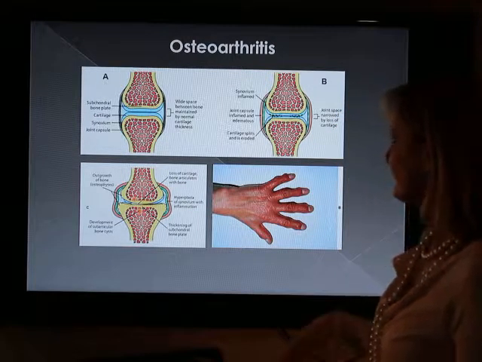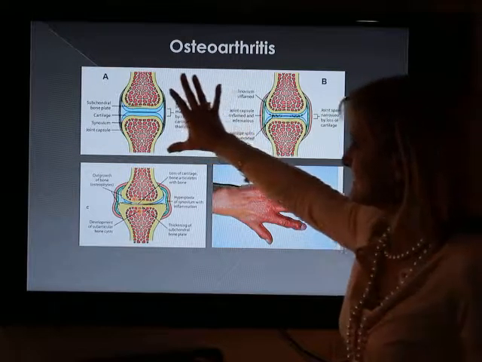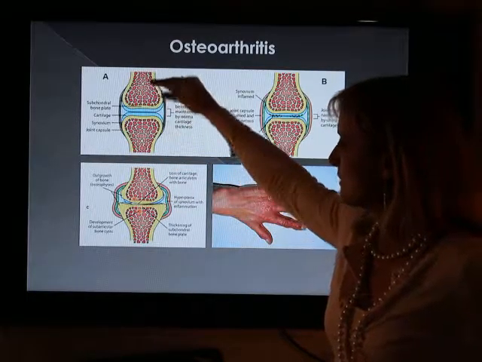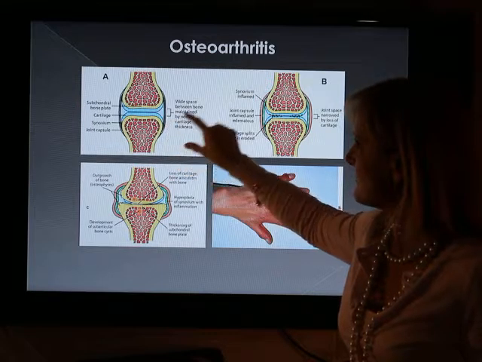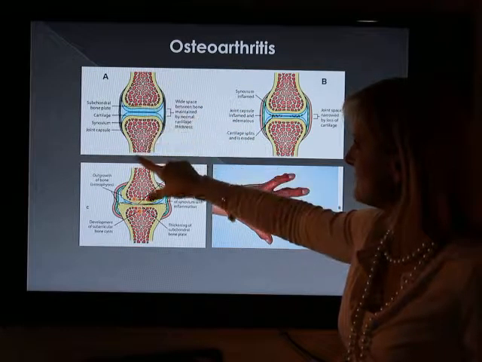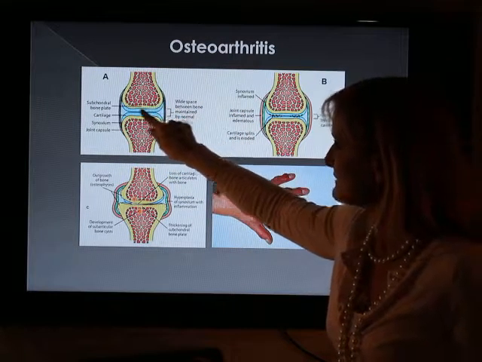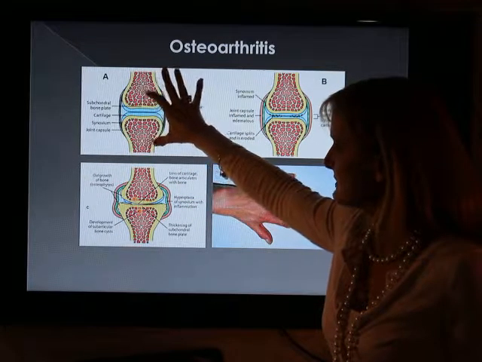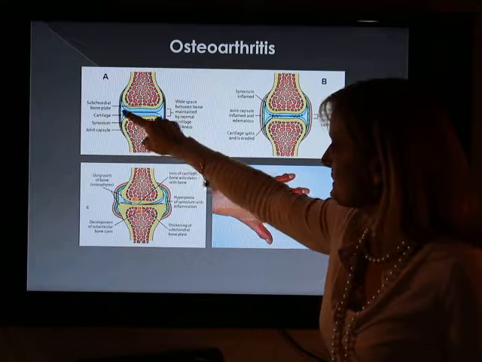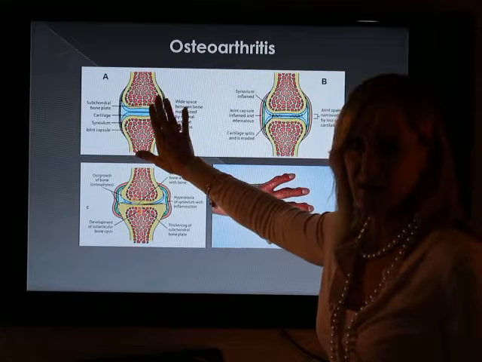So with osteoarthritis, this is an example of a normal bone-to-bone with the joint. And you've got a nice wide space between these normal bones. You've got some cartilage on both sides, both the distal and the proximal ends of the bone. You've got your synovium, your synovial fluid, all in this joint capsule.